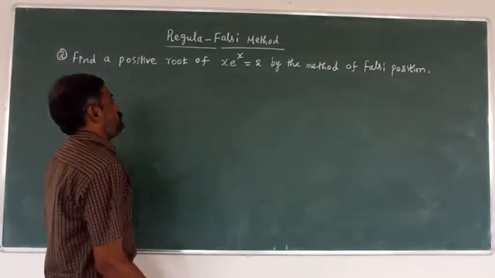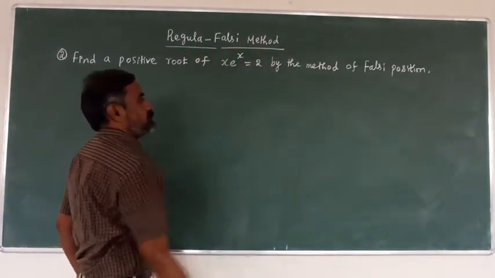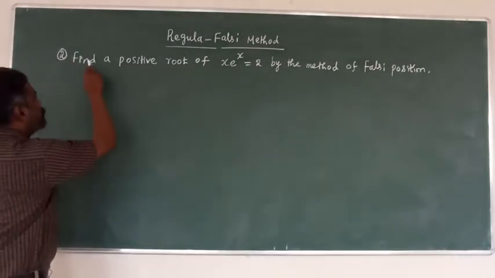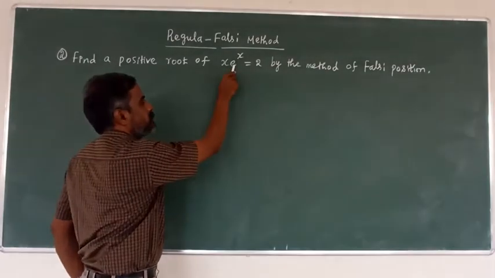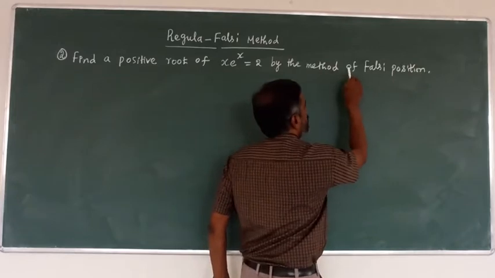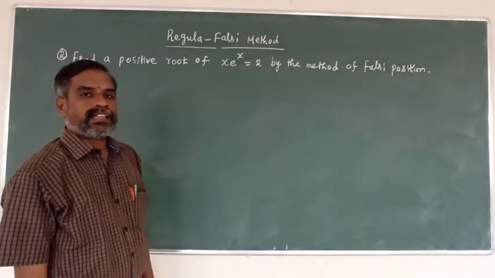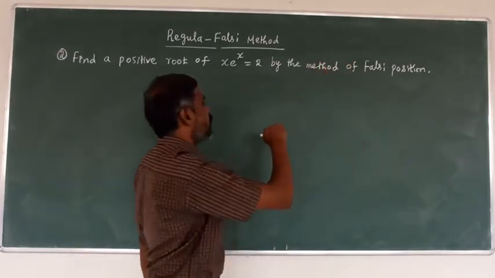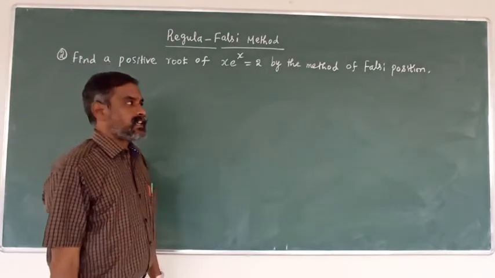Today we will discuss the regula falsi method. Regula falsi method, second sum. Find a positive root of x e^x = 2 by the method of false position. Here, false position or regula falsi are the same thing.